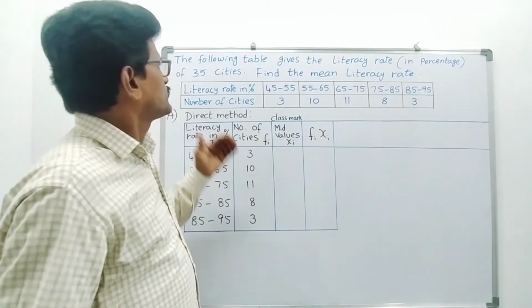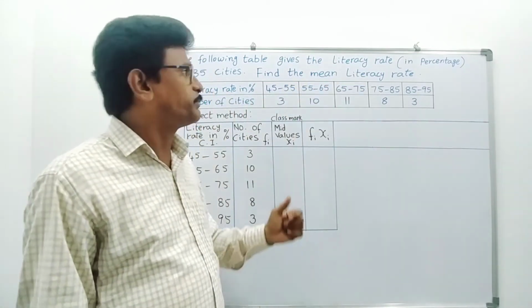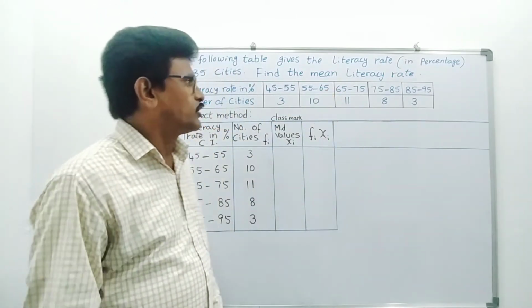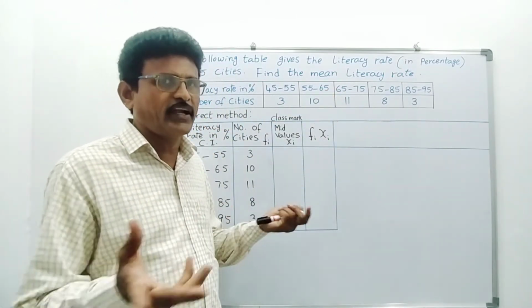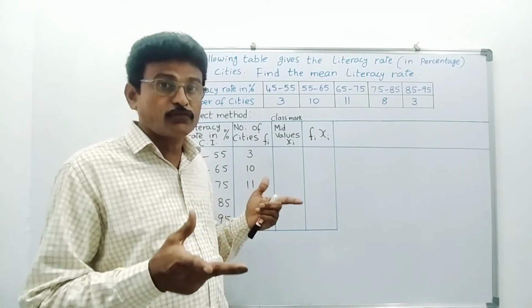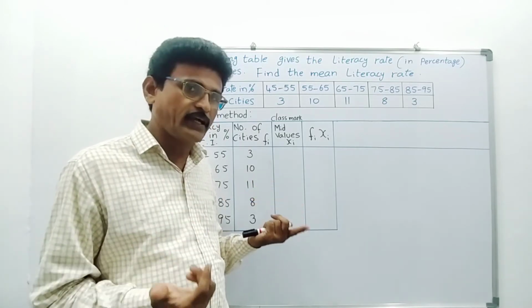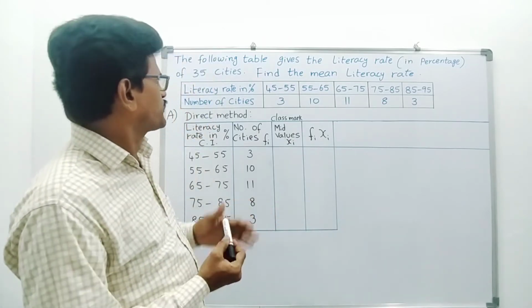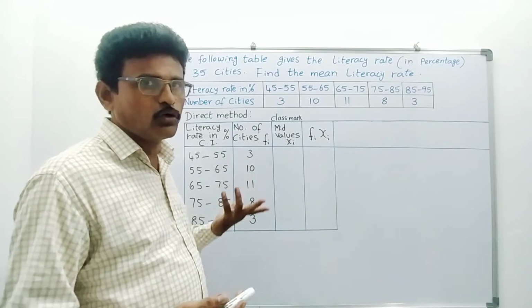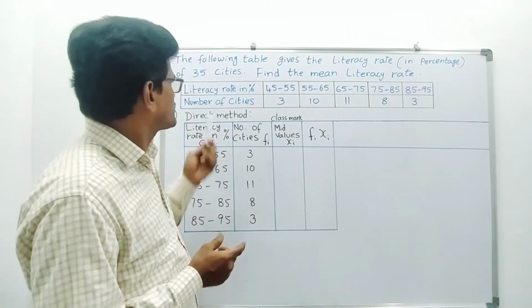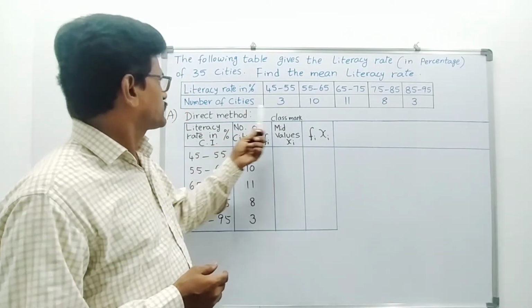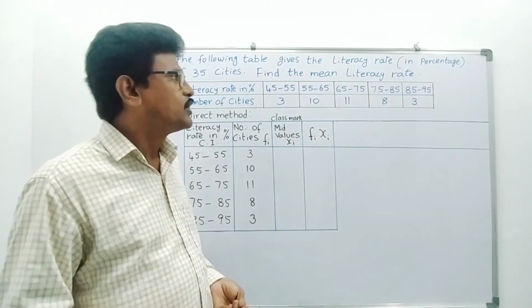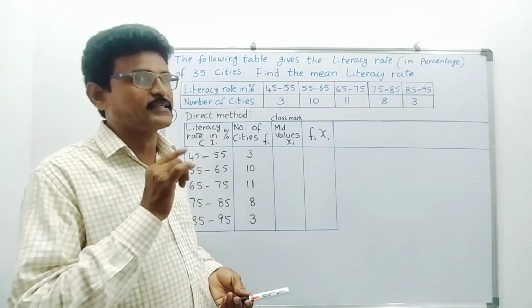The following table gives the literacy rate in percentage of 35 cities. Find the mean of the literacy rate. Students, literacy rate will be different in different cities. State-wise, if you observe, Kerala is in top position, where nearly 100% literacy rate is there. Anyhow, 35 cities are given. We don't know which cities those are, but with literacy rate 45 to 55%, 3 cities are there; 55 to 65%, 10 cities, like that they are given.